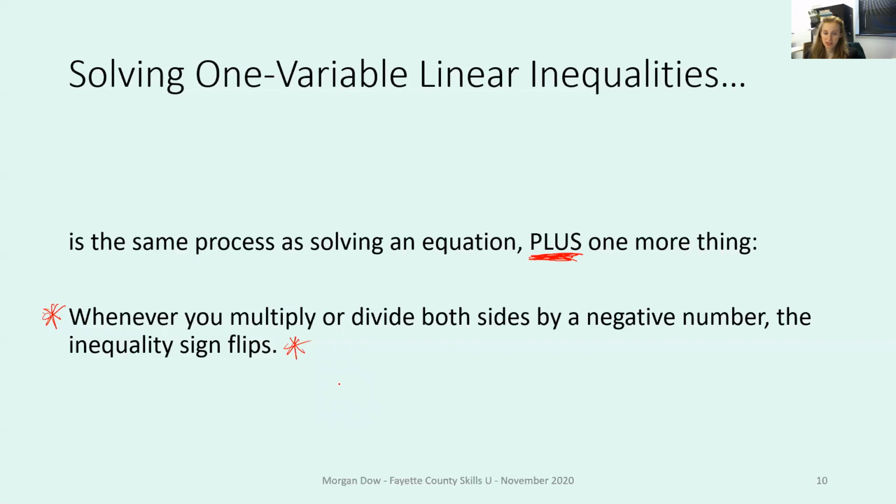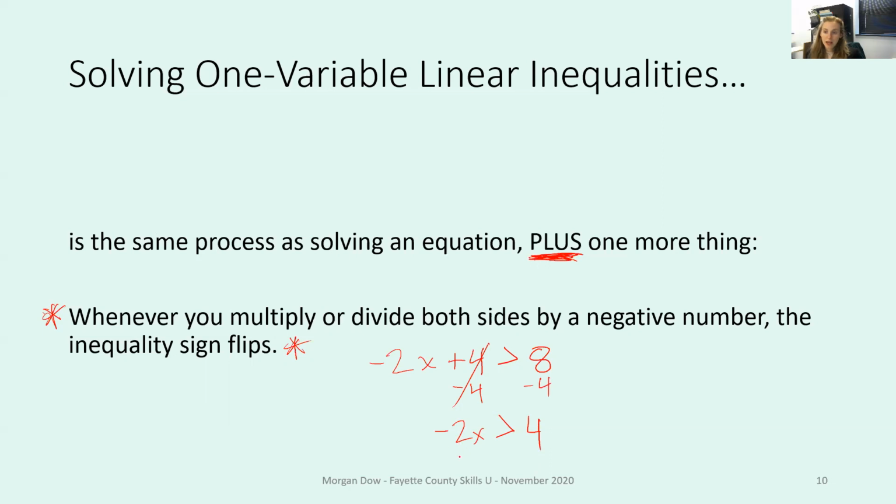So let me give you an example. Let's say we have negative 2x plus 4 is greater than 8, let's say. So I'm going to solve this just like I would any other equation. So I'm going to subtract 4 from both sides. I'm left with negative 2x is greater than 4.